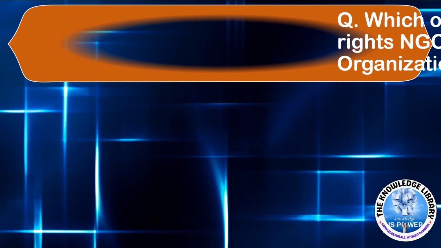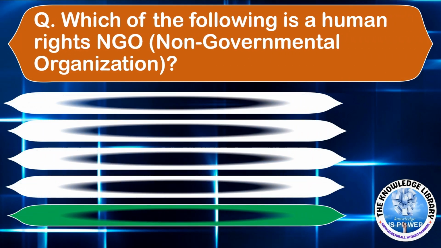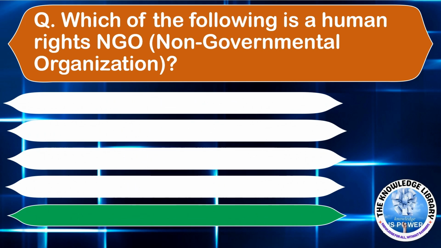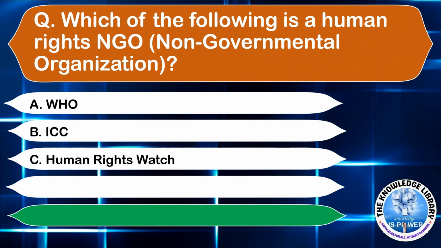Next question is, which of the following is a human rights NGO? Option A, WHO. Option B, ICC. Option C, Human Rights Watch. Option D, IMF. Correct answer is option C, Human Rights Watch.